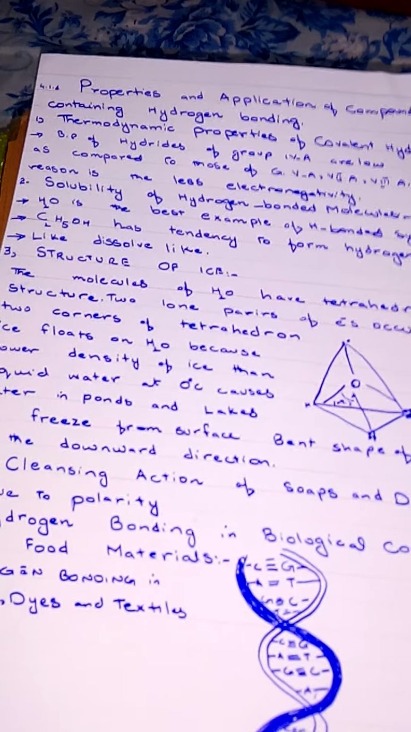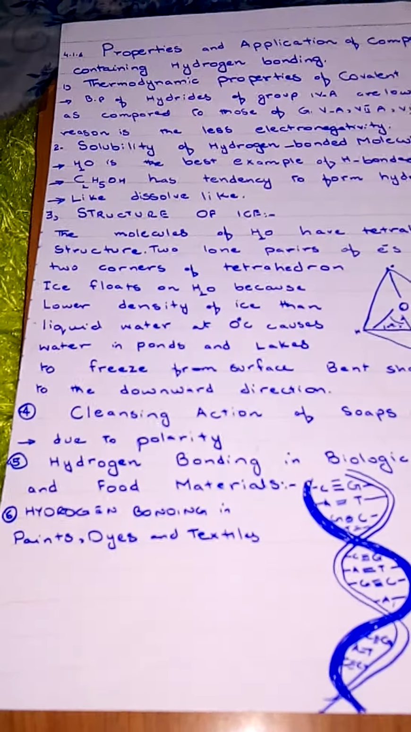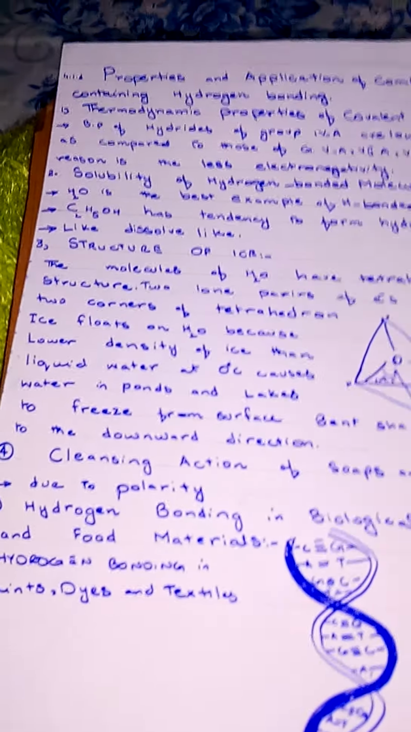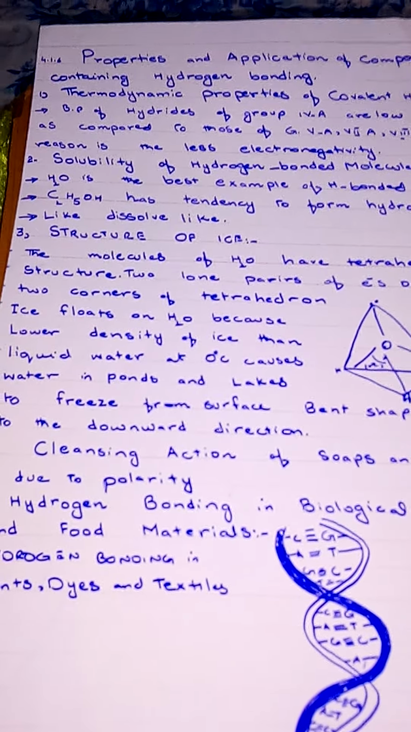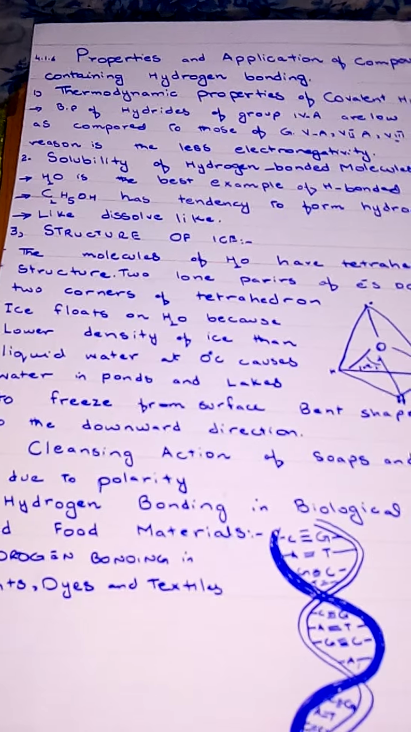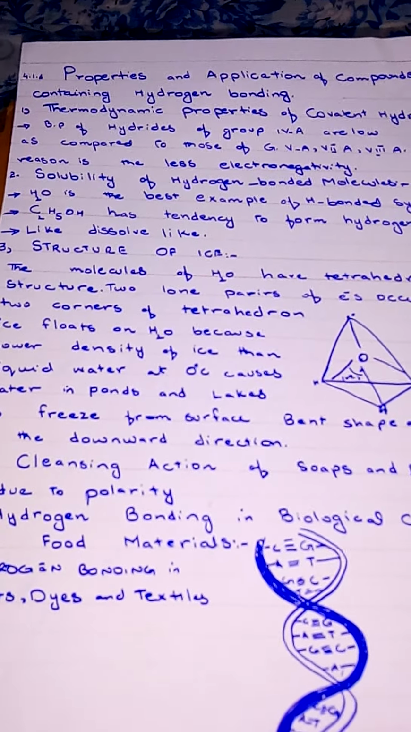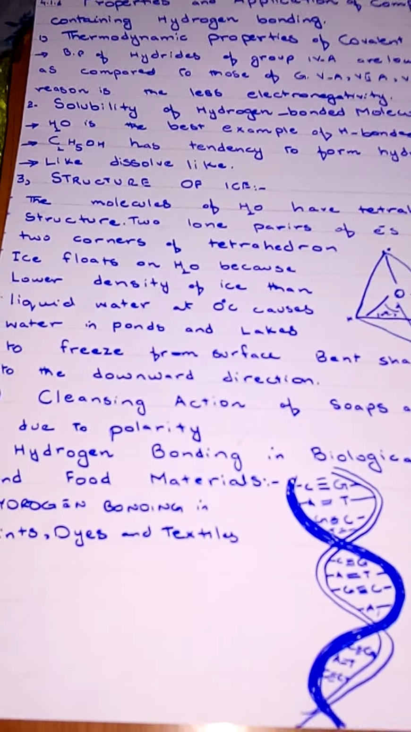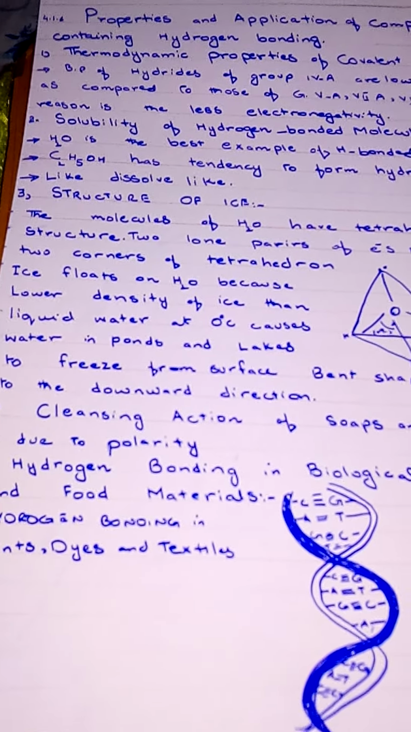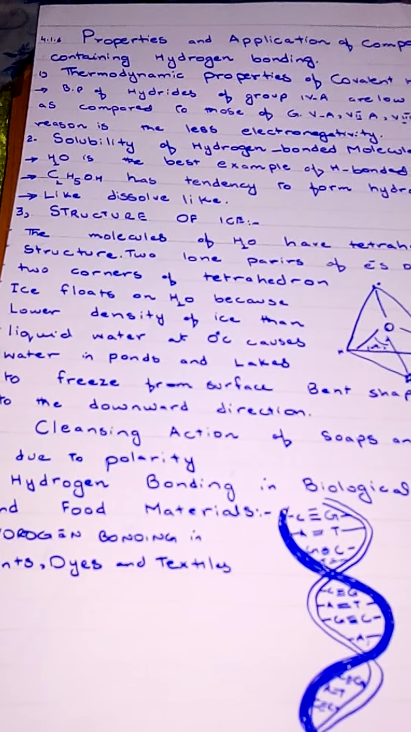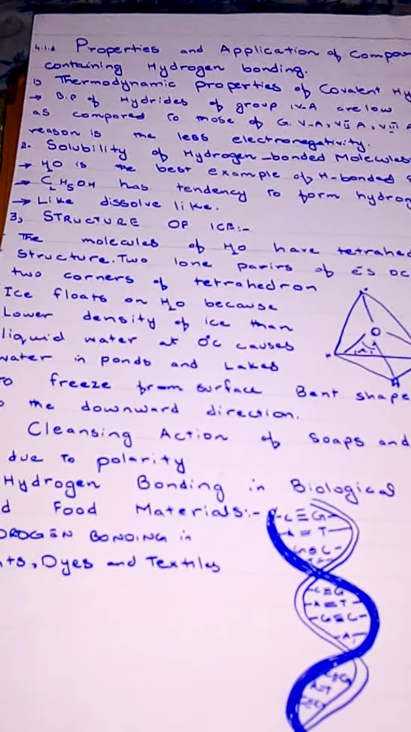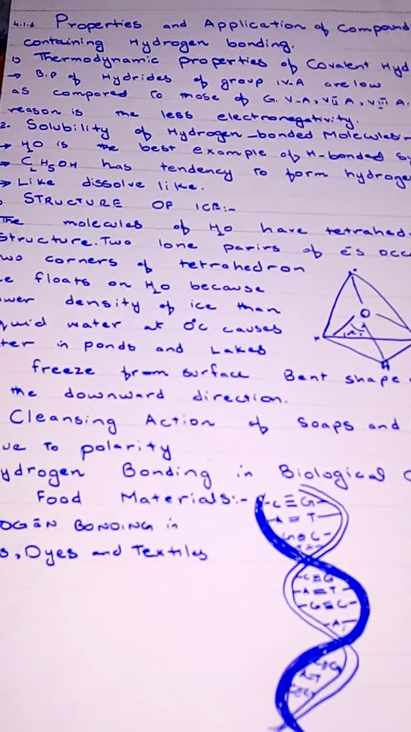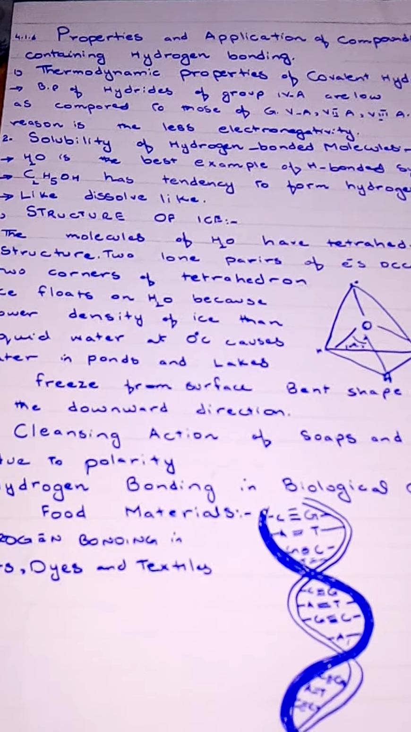And the last one is hydrogen bonding in paints, dyes, and textile materials. One of the important properties of paints and dyes is the adhesive action. This property is developed due to hydrogen bonding. What is adhesive action? The sticking of these materials, paints and dyes, on the surface is called adhesion. This property is developed by hydrogen bonding. A similar type of hydrogen bonding makes glue and honey sticky substances. All sticking substances show hydrogen bonding.